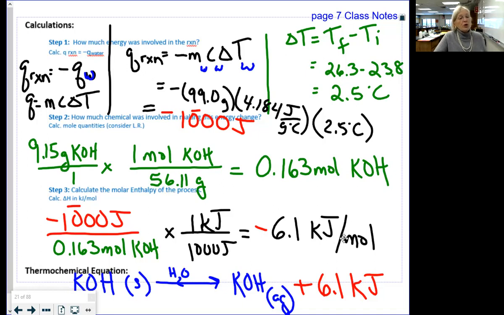The tricky part is when you put that into the thermochemical equation, and this is the experimental thermochemical equation. When the solid KOH dissolves in water, it gives off 6.1 kilojoules for every 1 mole of KOH, but it's a product in the thermochemical equation, so I put it plus 6.1 as a product.